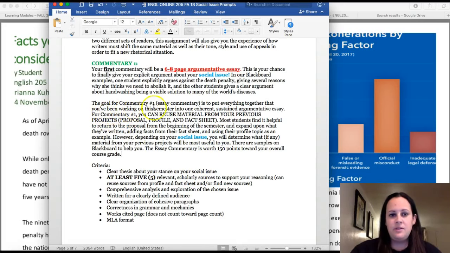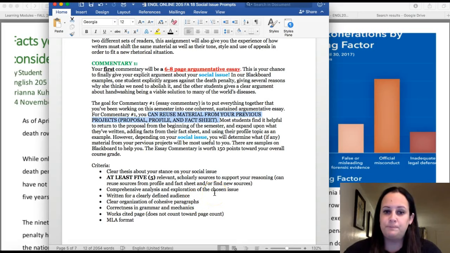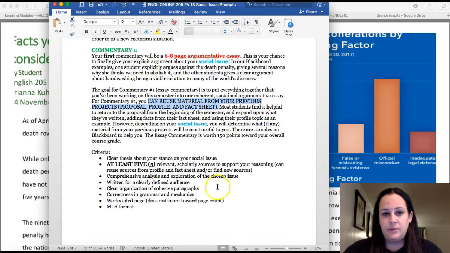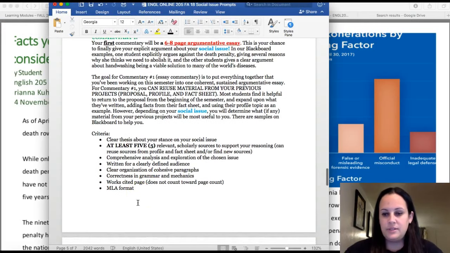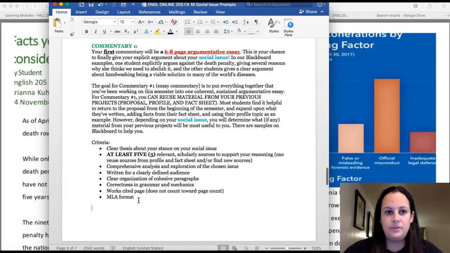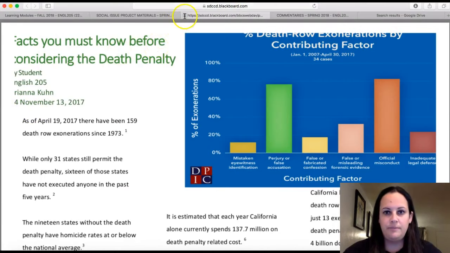Now you're putting everything together that you've been working on. And I say here, you can reuse your material. Most students find it helpful to return to the proposal from the beginning of the semester and expand upon what they've written, adding facts from the fact sheet and using their profile topic as an example. However, depending on your social issue, you will determine what, if any, material from your previous projects will be most useful to you. And then there's samples on Blackboard to help you, and we don't have any points, so take that off. So straightforward, argumentative paper, all right? And of course there's samples on Blackboard. And I will show you those first before we get into the second commentary.